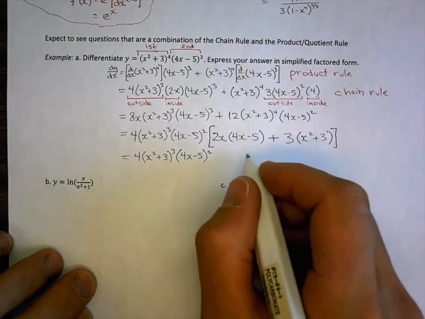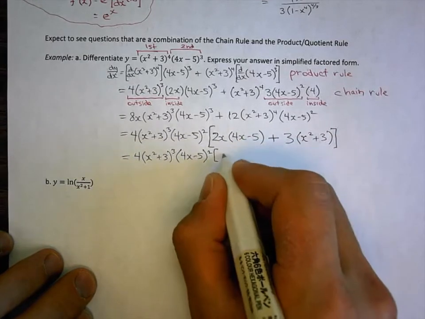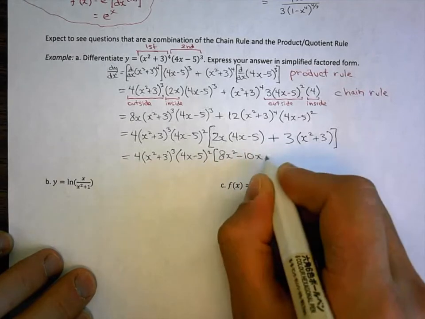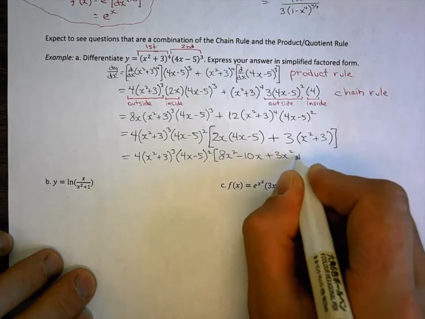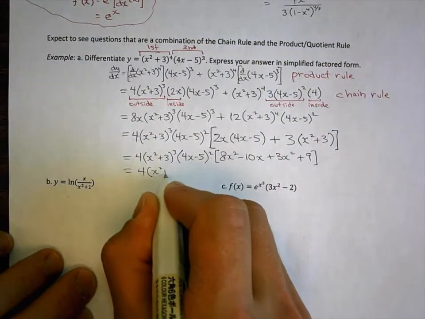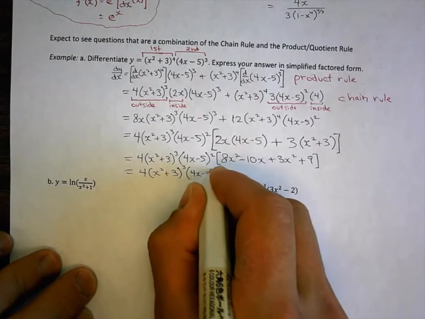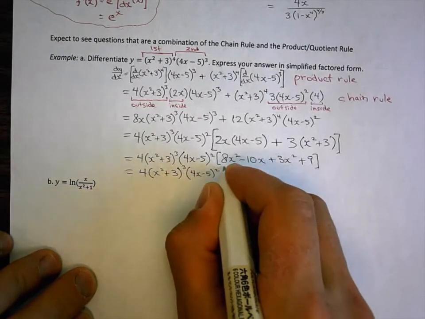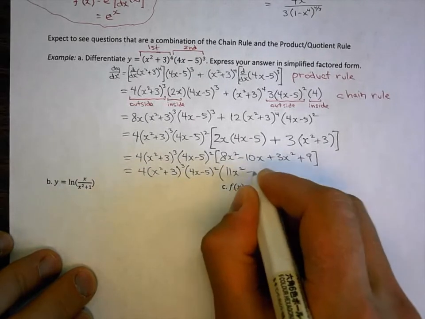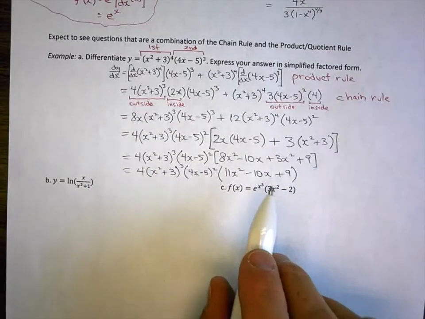So what do I have here? Okay, 8x squared minus 10x plus 3x squared plus 9. So my final answer is 4 times x squared plus 3 to the power of 3, times 4x minus 5 squared, and then this bracket becomes 11x squared minus 10x plus 9. And that is simplified factored form.